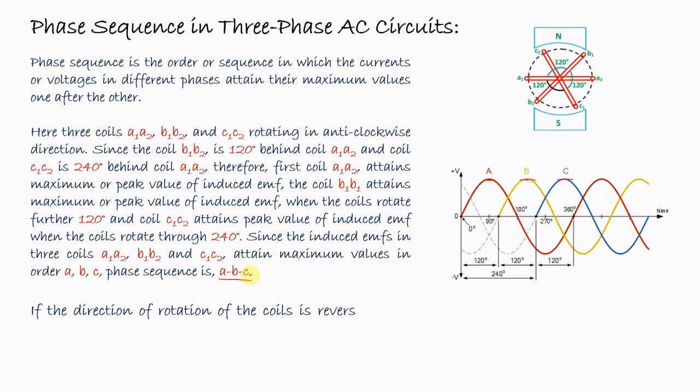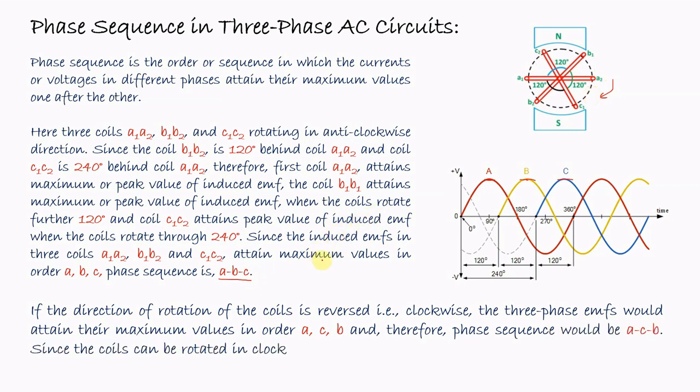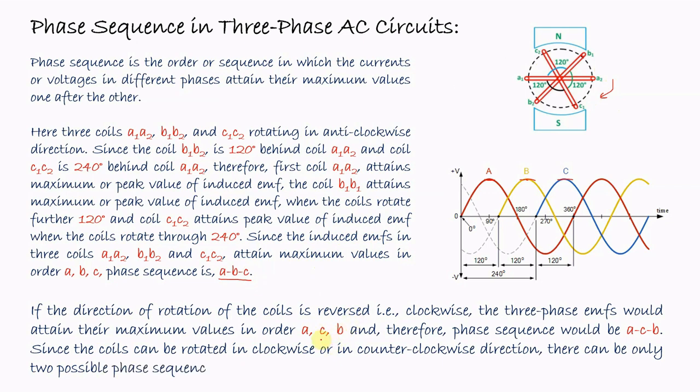Now, if the direction of rotation of the coils is reversed, that means if these three coils rotate in the clockwise direction, then the maximum value of coil A will be attained first, then the maximum value of the induced EMF for coil C, and then for coil B. Therefore, in this case, the phase sequence will be considered as A, then C, and then B.